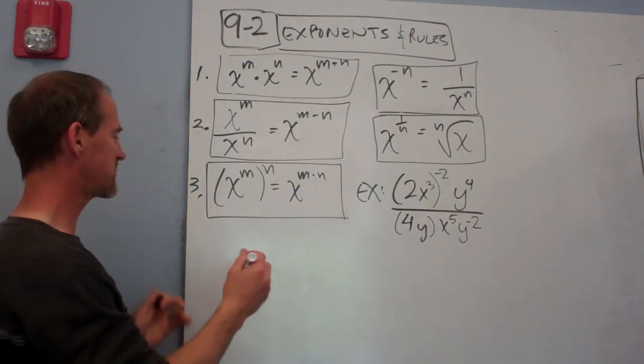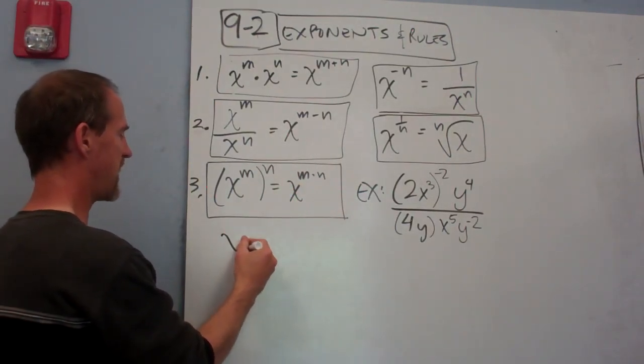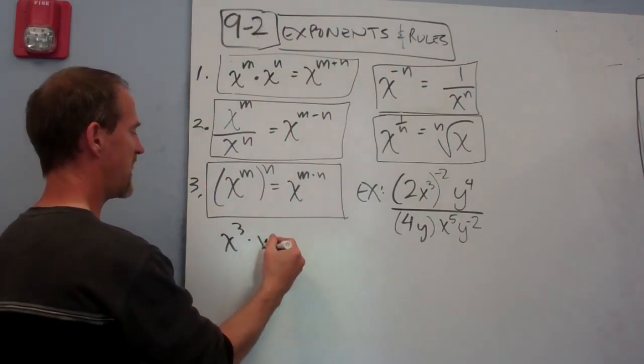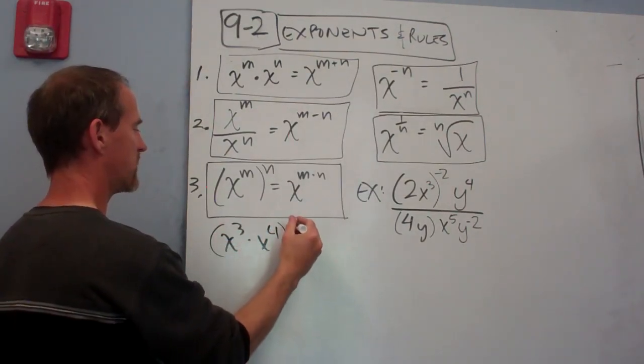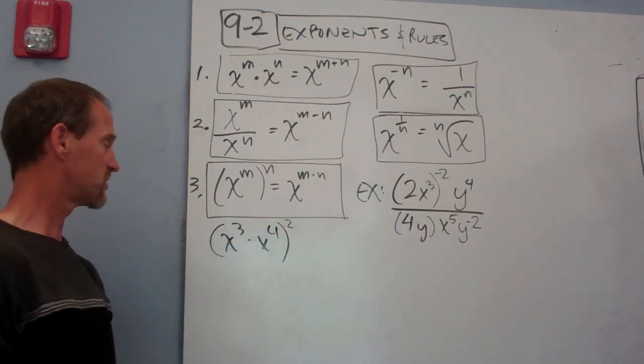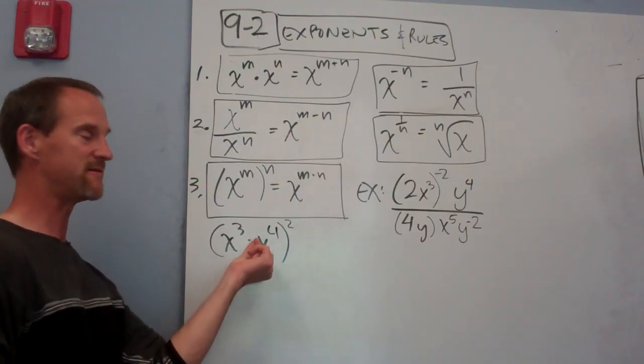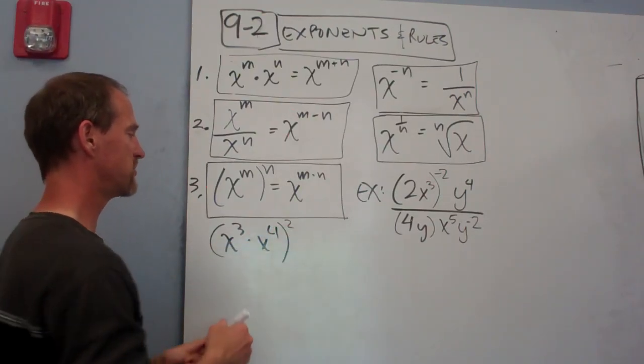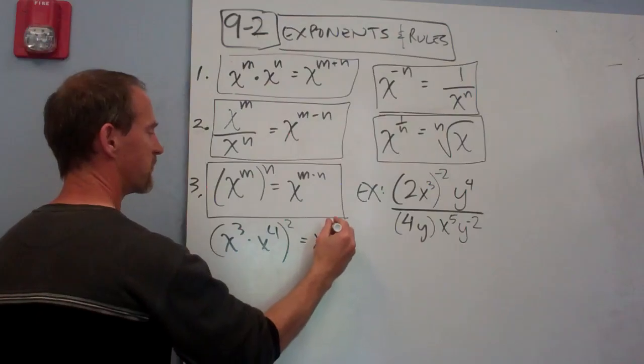Okay, so the standard example would be like x to the third times x to the fourth, all raised to the second. All right, so you'd add these two and get 7, and then you'd multiply by 2. This is equal to x to the 14th.